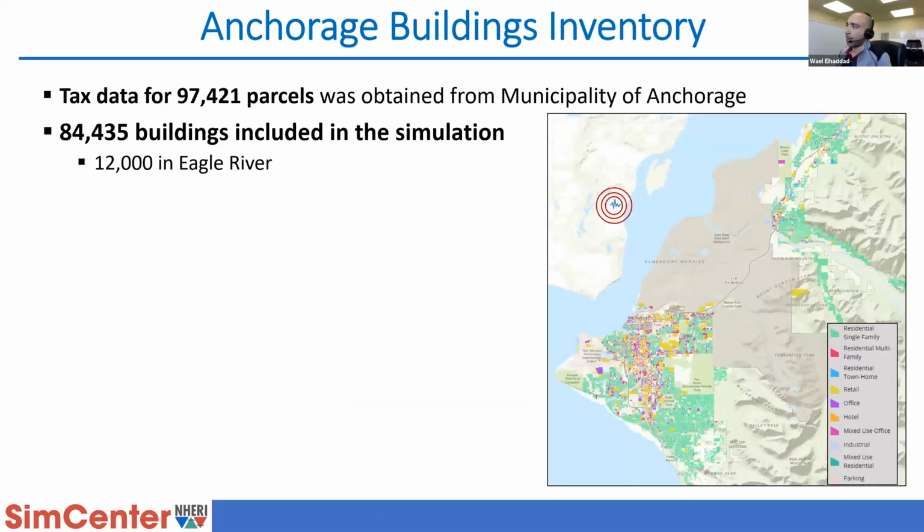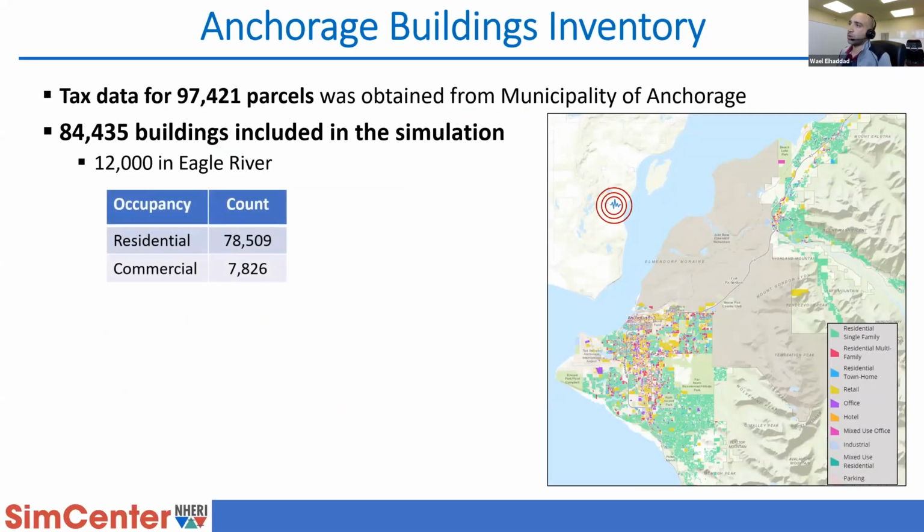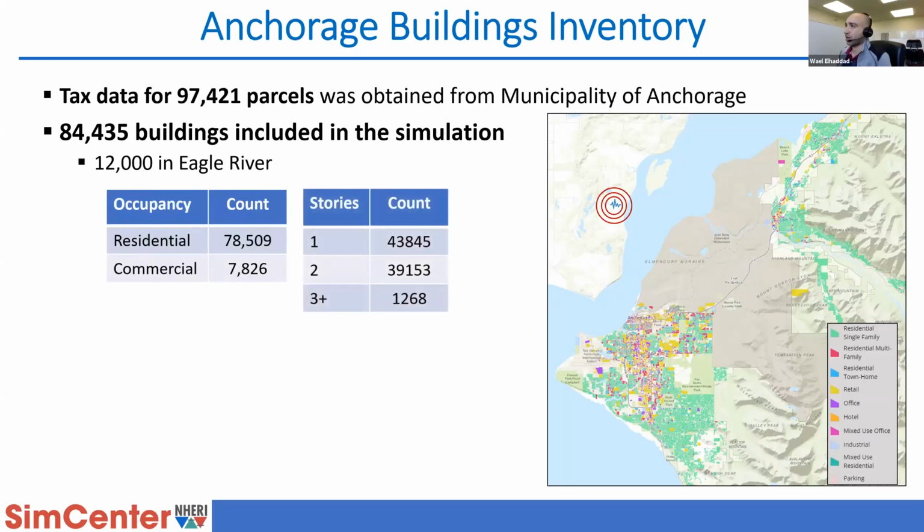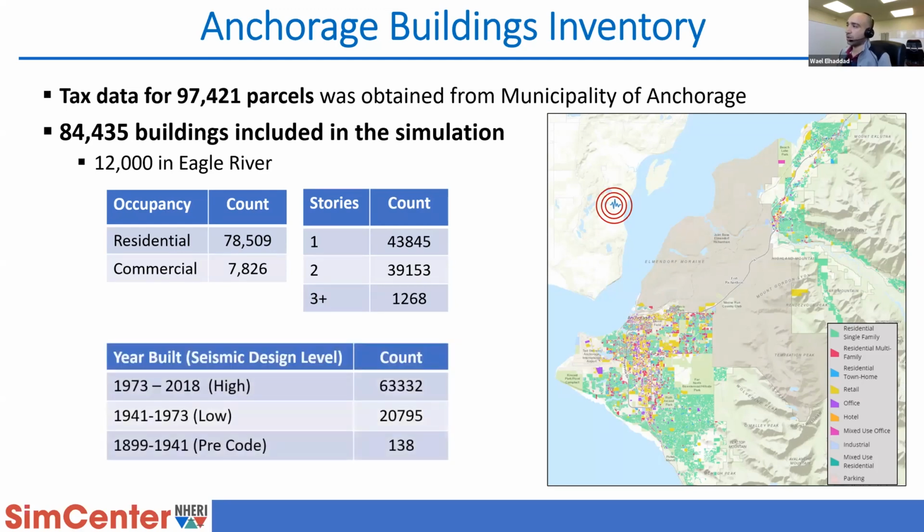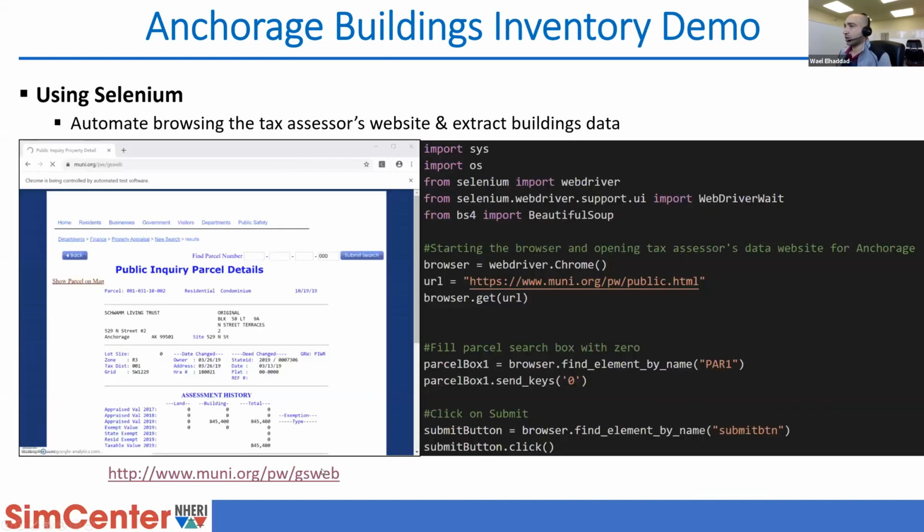And when we did this process, we were able to do it basically on a regional scale, so on a very large scale. So we were able to get text data for 97,000 parcels and process them. And the end result was we populated this regional building inventory with 84,000 buildings. And not just that, we have a lot of information about these buildings, like the occupancy, the number of stories, and also when they were built, which is very useful for loss assessment for sure.